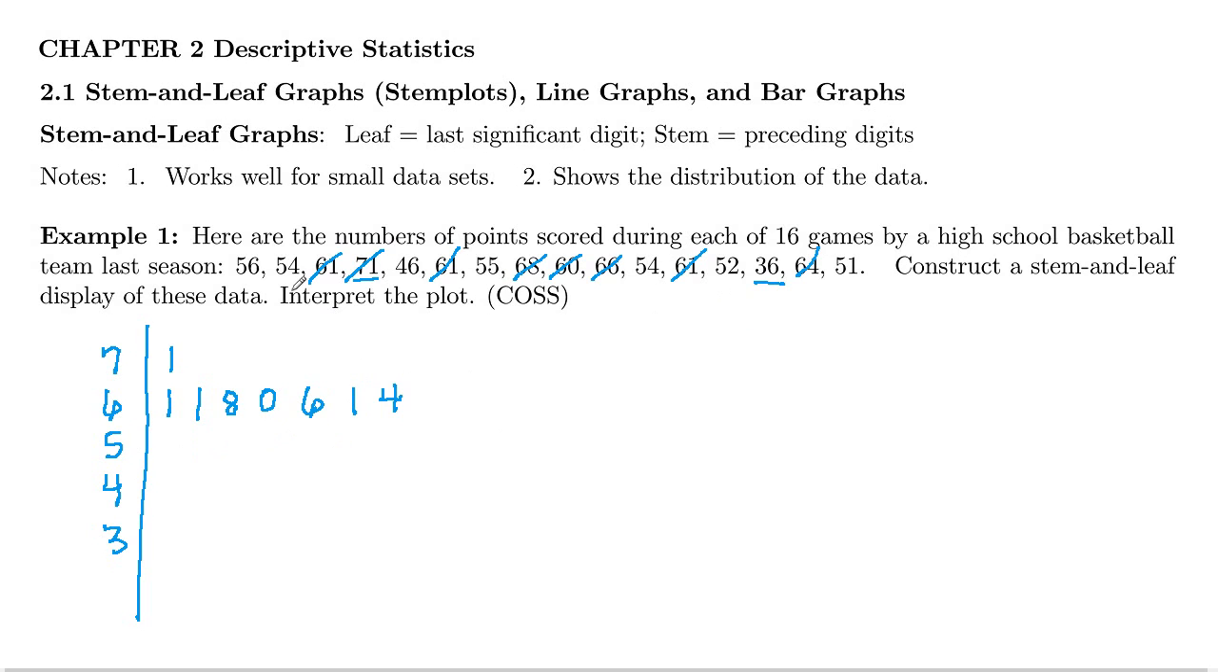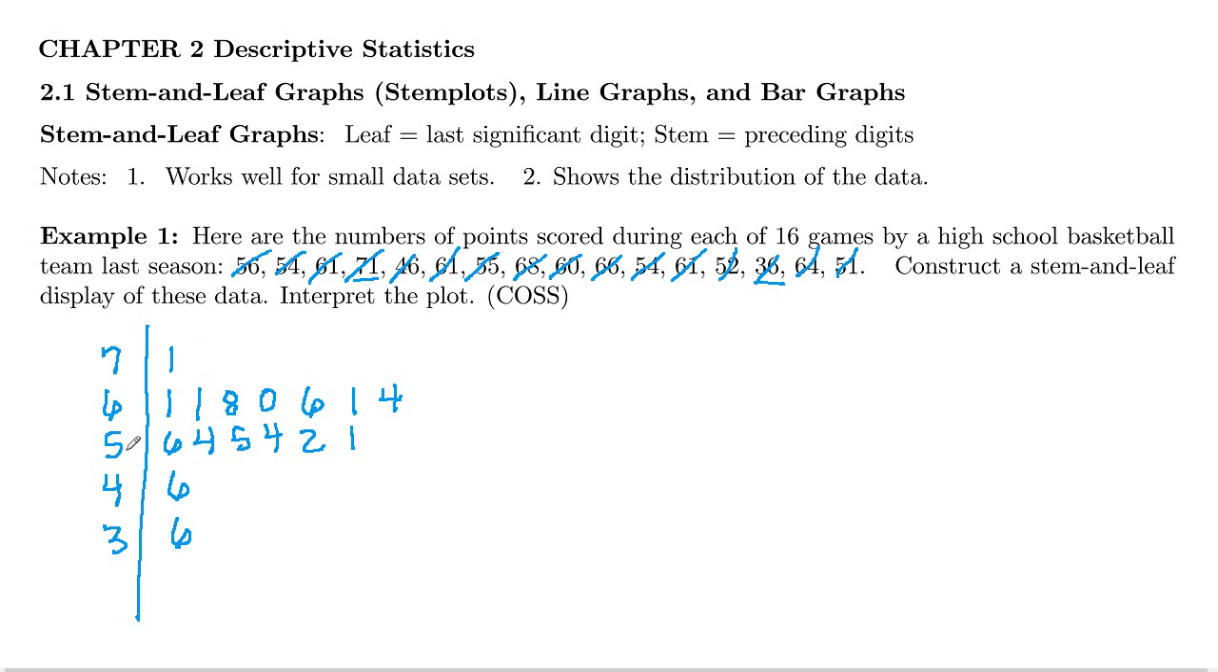Now let's do all our 50s. So we've got 56 and 54. So we're going to put a 6 and a 4 in the 50s row. We've got a 55 and a 54. I have a 5 and a 4, and notice how I'm lining up these ones digits. And then we've got a 52 and a 51, so a 2 and a 1. Now 40s, so we got a 46 here. And it looks like the only thing left is that 36. So there's our stem and leaf plot.